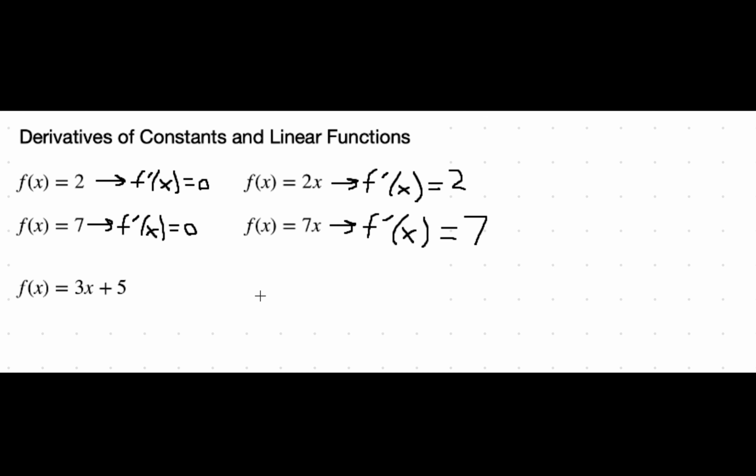So now what about if we have a function that combines these two things? So for the function below here, we have f of x is equal to 3x plus 5. So now we have a coefficient in front of x, and then we have a constant. So what we can do is use both these properties to evaluate each term in this function separately. So we'll start with the 3x. So I'm going to find f prime of x, the derivative.